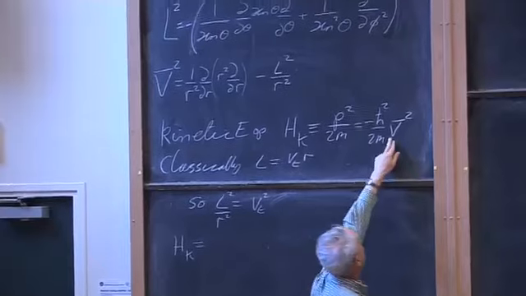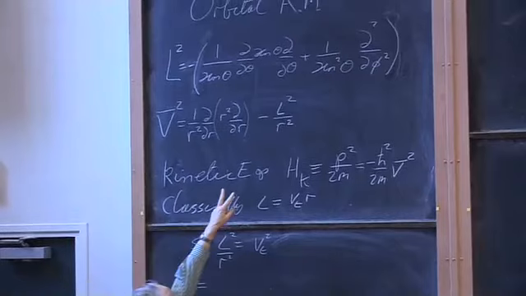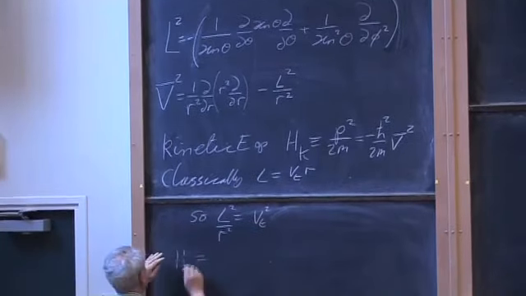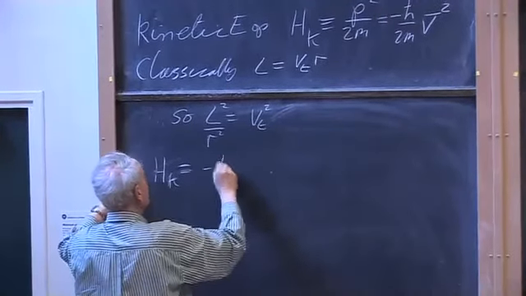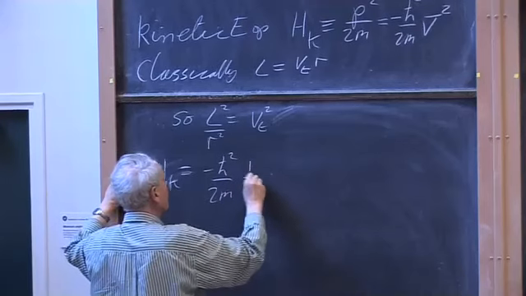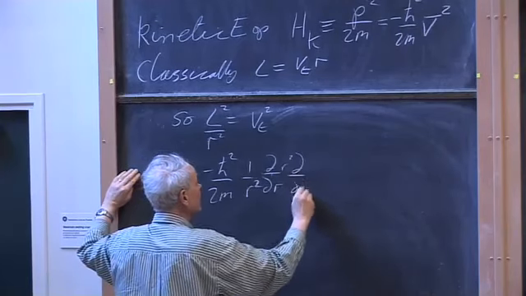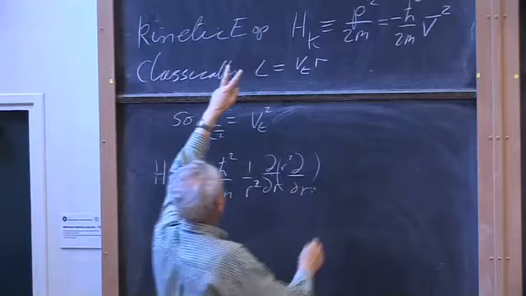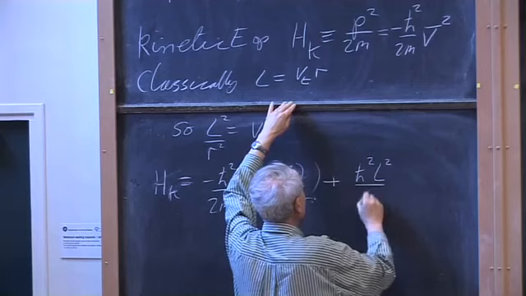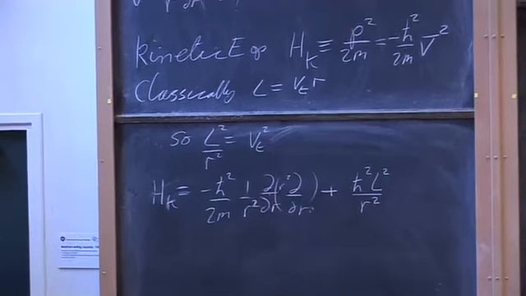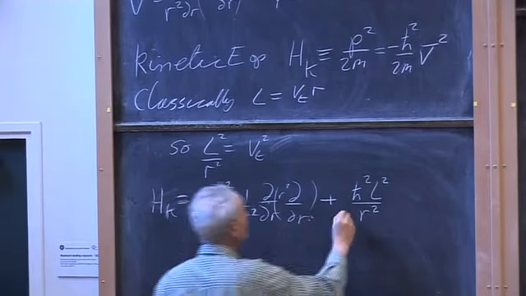That this nabla squared can be written in terms of some radial derivative plus, so we could say that HK is equal to some radial part, minus h bar squared over 2m, 1 over r squared d by dr, r squared d by dr. And then we're going to have plus h bar squared L squared over r squared, I think, just by substituting into there, over 2m.